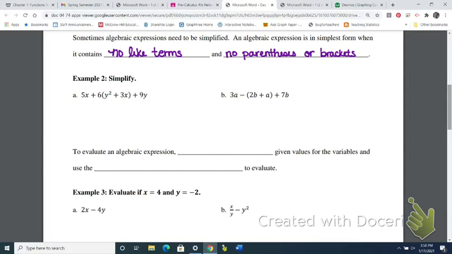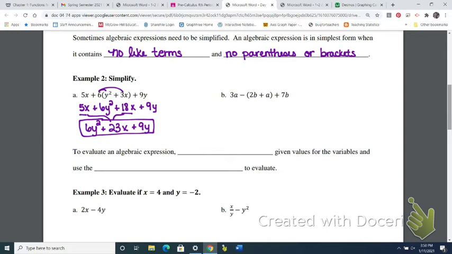Looking at 2a, the first thing I need to do is distribute the 6. So it's going to be 5x plus 6y squared plus 18x plus 9y. Now I'm going to combine my like terms. So I have 6y squared plus 23x plus 9y. The 5x and the 18x combine to get me 23x. And that would be the answer because now I have nothing else that is alike.